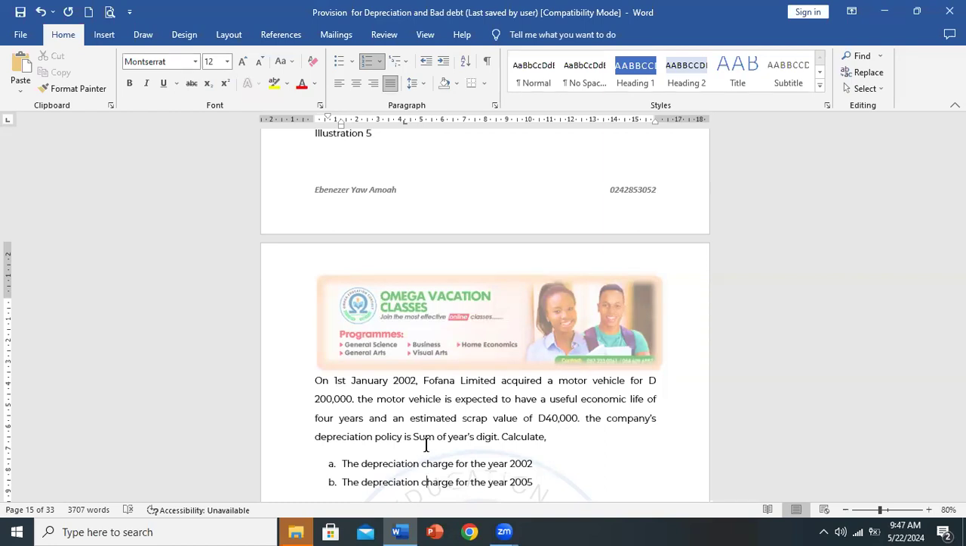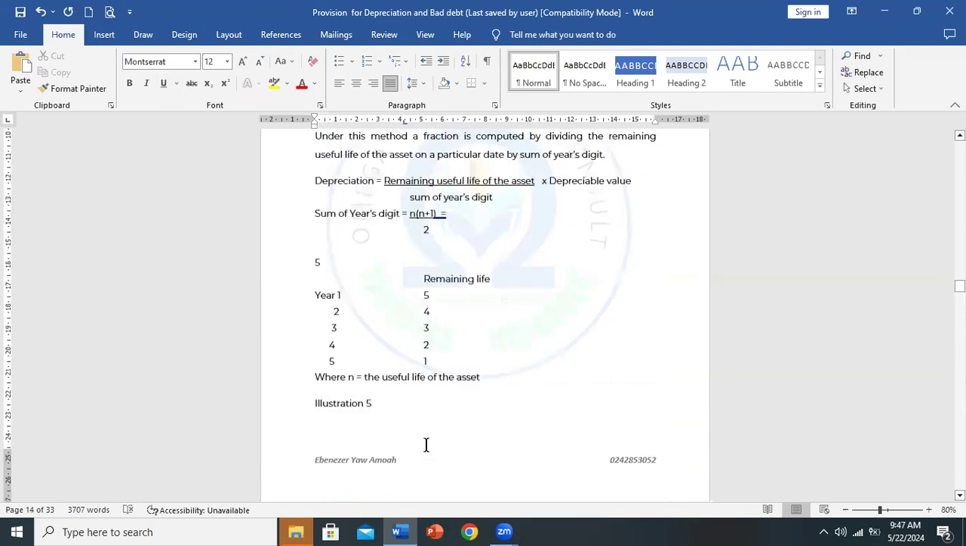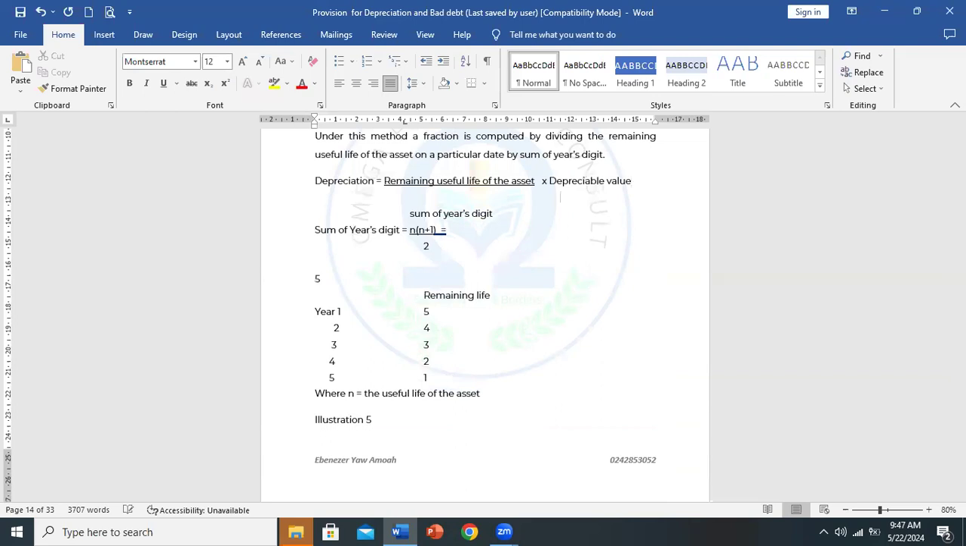Okay, so let's make it simple. We know the formula to calculate the depreciation, which is the remaining life divided by the sum of years times depreciable value. And I think yesterday we saw this depreciable value, right? It is the cost of the asset minus the scrap value. For those of you who were not here yesterday, depreciable value is the cost of the asset minus the scrap value. These two figures will be given to you in the question, so you don't have to worry or stress about it. So let's solve this.